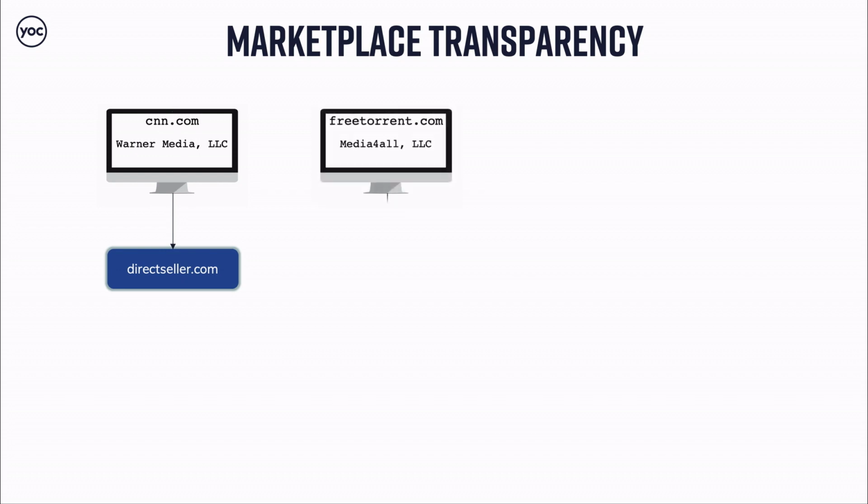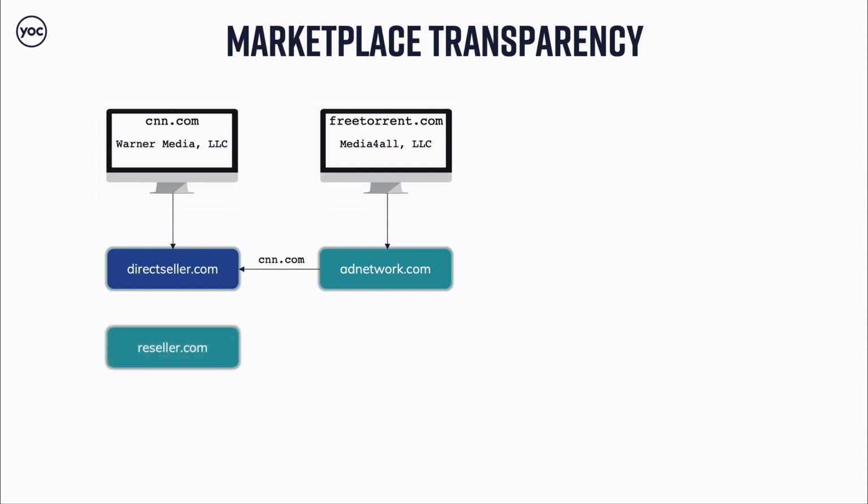There's another website which is called freetorrent.com, and it is operated by Media for All. And the request from this website is coming through an ad network, which is spoofing a domain and passing it to the direct seller as a request which is coming from cnn.com. And there is another player in this chain. Let's call it a reseller.